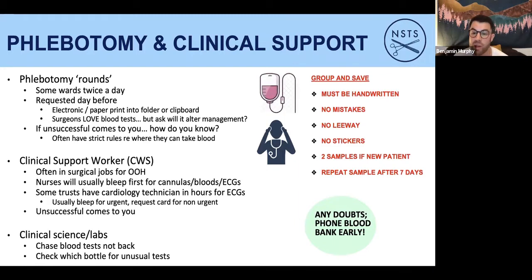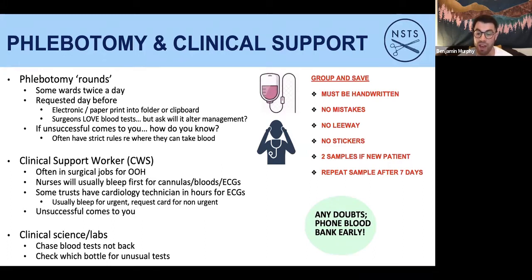And then this will catch everyone out, but group and saves are so time consuming, but obviously for a really important reason, in that you don't want the wrong person to get the wrong blood. So for most trusts, they have to be handwritten straight onto the bottle with no stickers or bits of paper, no spelling mistakes. They have absolutely no leeway. They will not let you go down and change your writing on the bottle.